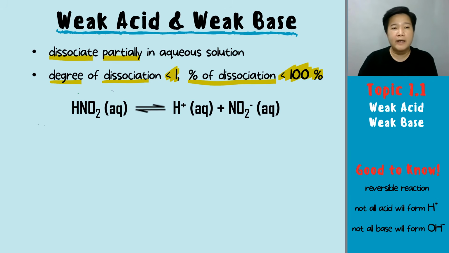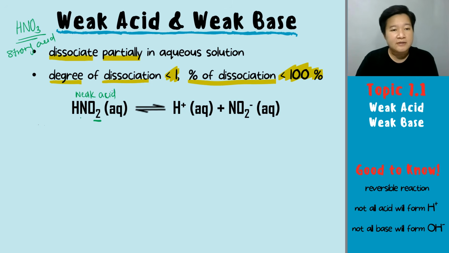So an example of a weak acid is HNO2. That is my weak acid. When it's HNO2, it's a weak acid. But when it's HNO3, that is my strong acid. So make sure you can differentiate that.